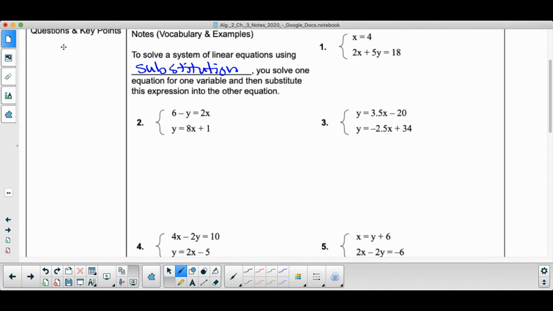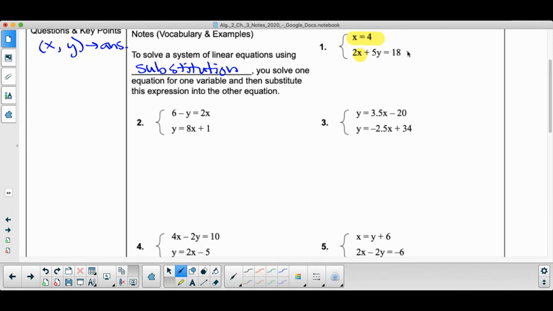Now, an important key point to remember is that here we are looking for an x and a y value. So our final answers will be written in a coordinate point form. So keep that in mind as we go through these. To look at our first example, we are told that x equals 4. Well, if we know x equals 4, we should be able to substitute that in for x, and then that can help us find y.